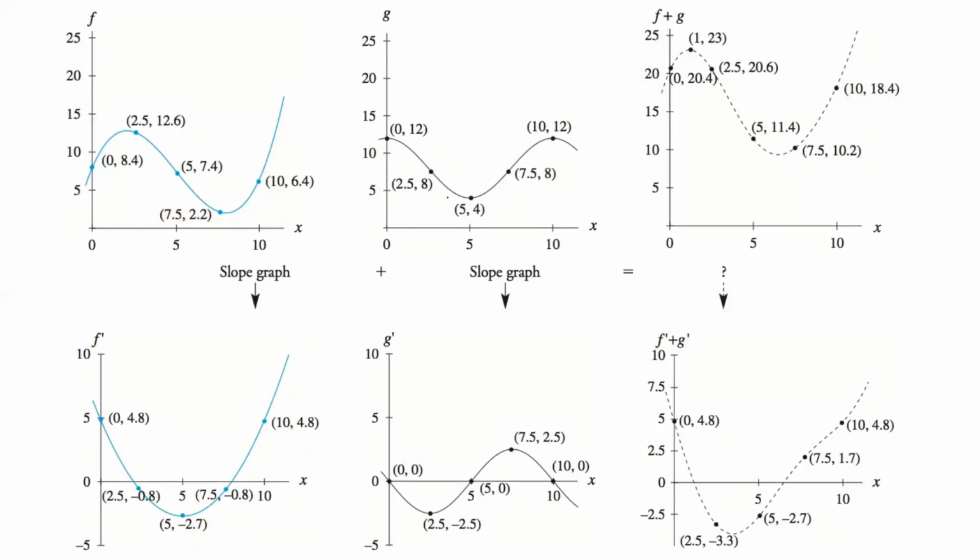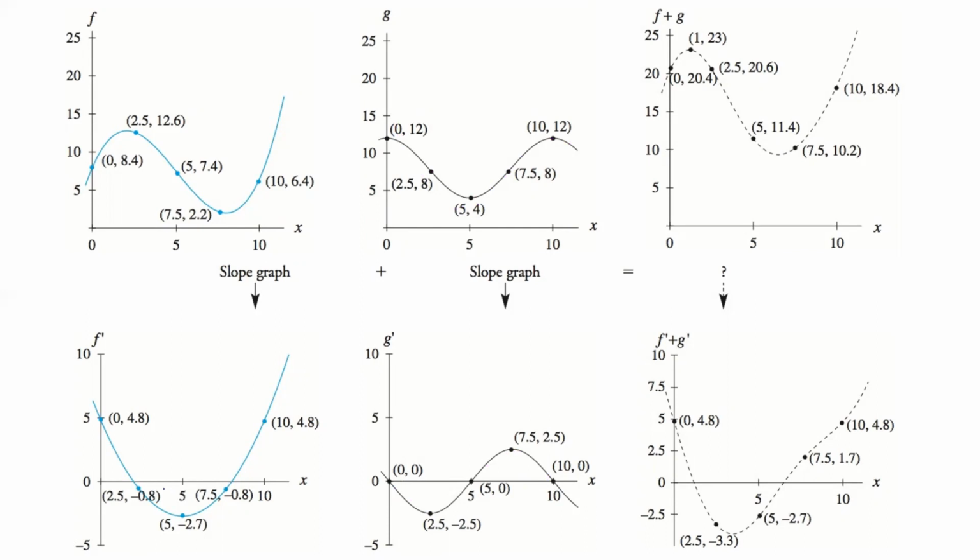Same thing here. This is our original, then we take the slope graph, and we know that's going to be a 0, that's going to be 0, and that's going to be 0. So those are our 3 zeros. That's going to be a minimum, that's going to be a maximum. We get those. That looks good.